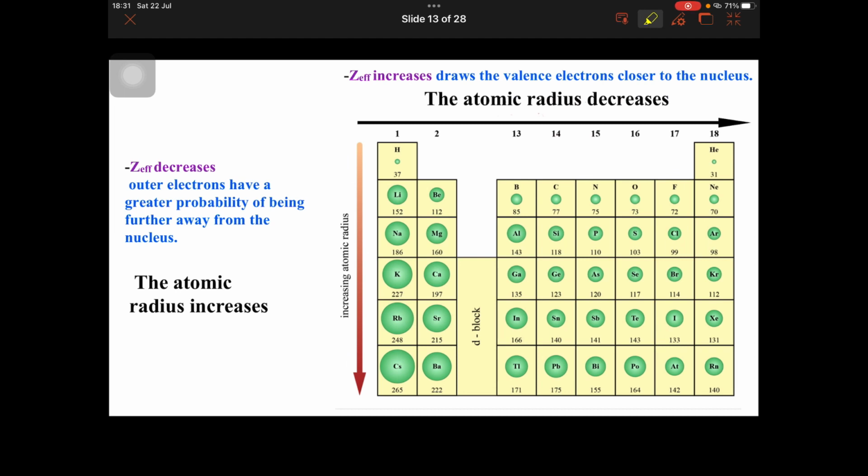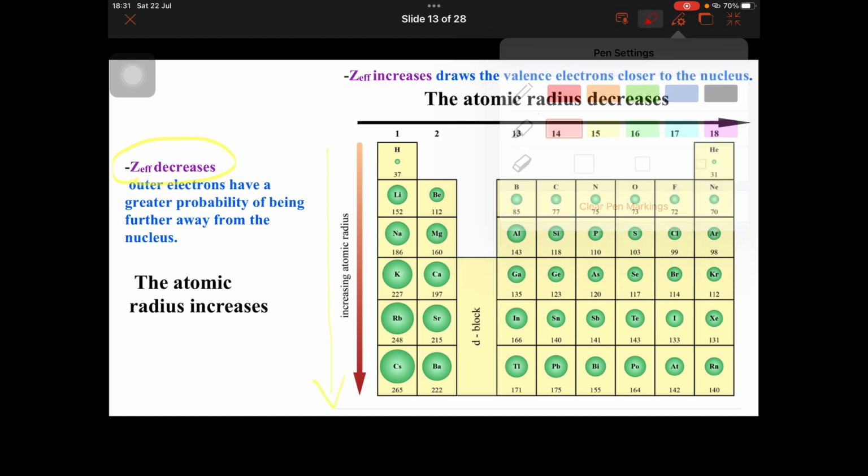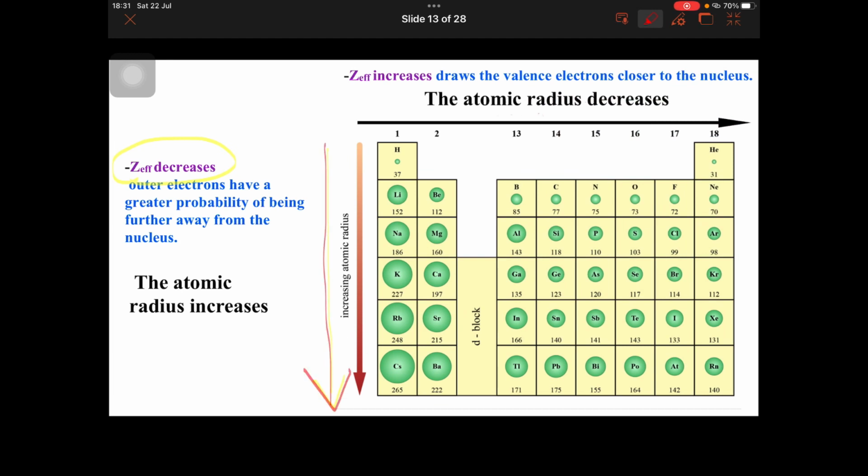Now if you look at this, the effective nuclear charge decreases. Based on what we discussed earlier, I hope you remember that, we concluded that the effective nuclear charge decreases. Why? For example, if we consider lithium and sodium. Lithium has 1s2 2s1 electronic configuration, whereas sodium has 1s2 2s2 2p6 and 3s1 electronic configuration.